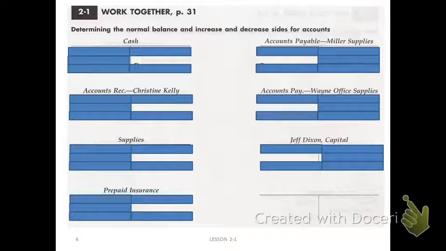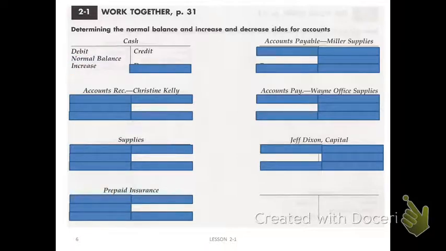So we're going to start with cash, which is an asset. So first, we have to label our debit and credit sides. Debit's on the left, credits are on the right. So for cash, you would say that the normal balance side or increase side would be on the debit side of the T account. The decrease side would be on the side opposite the normal balance side. So for assets, credits decrease, and debits would be increase.